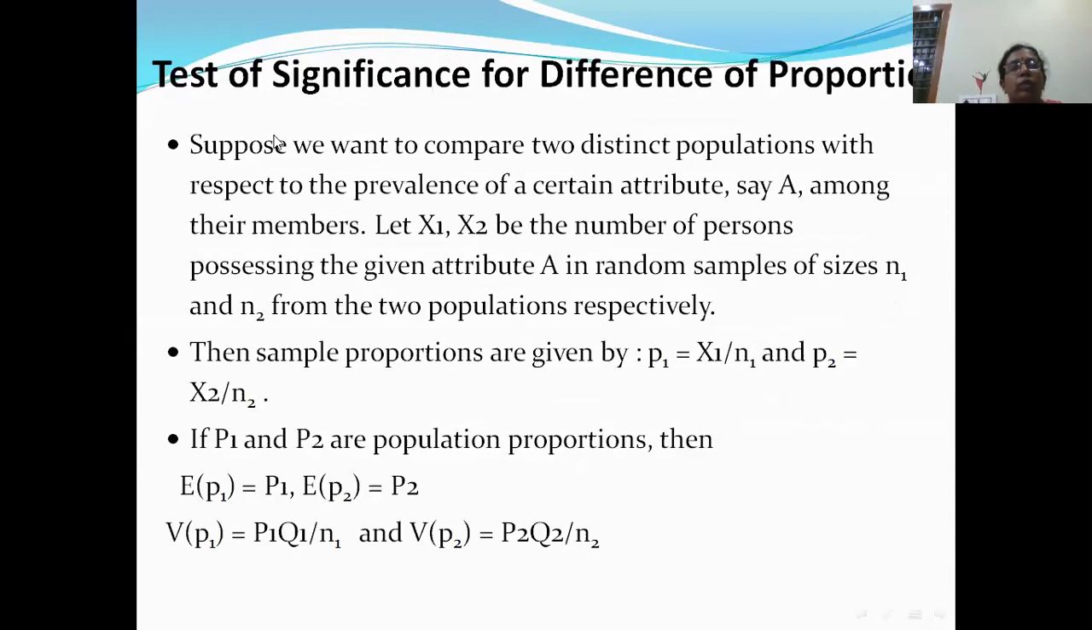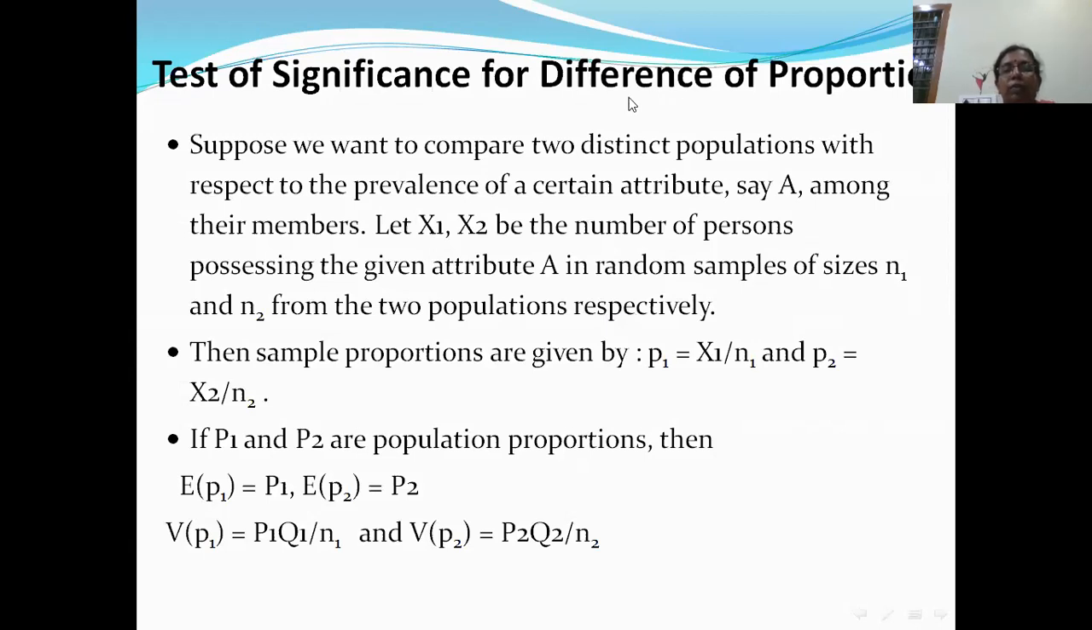Next, the last one: test of significance for difference of proportions. In difference of proportions, you will have two populations. Suppose we want to compare two different populations with respect to the prevalence of a certain attribute, say A, among their members. Let x1 and x2 be the number of persons possessing the given attribute A in random samples of sizes n1 and n2 from the two populations respectively.